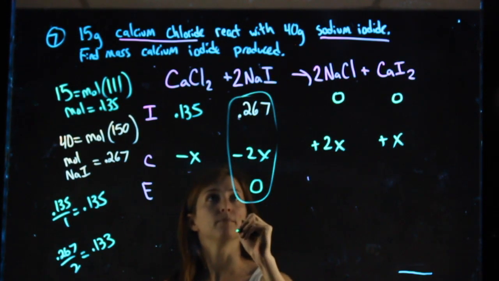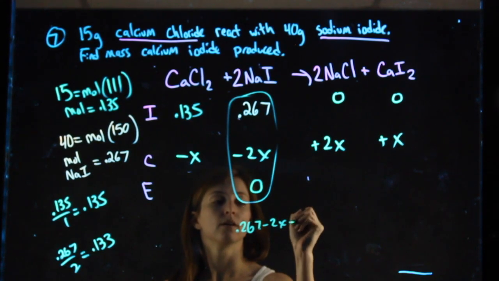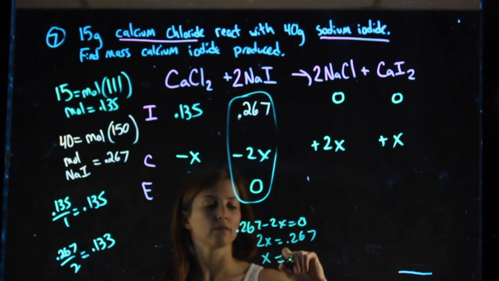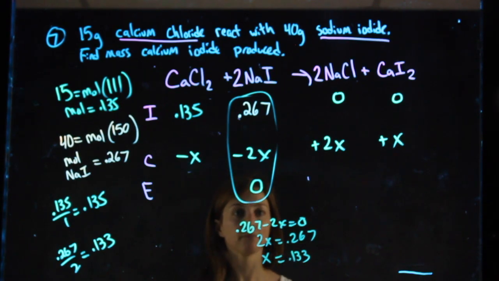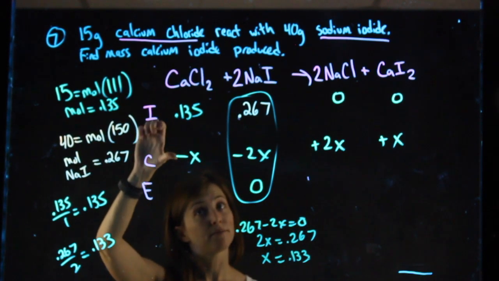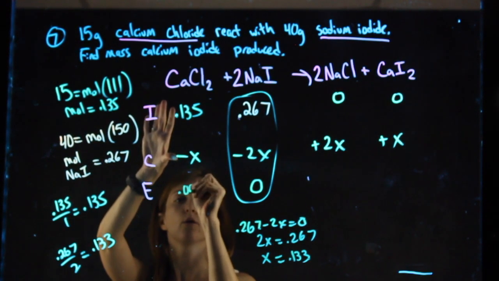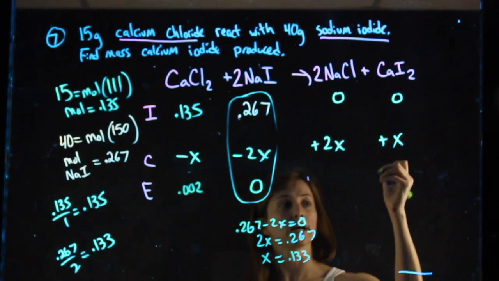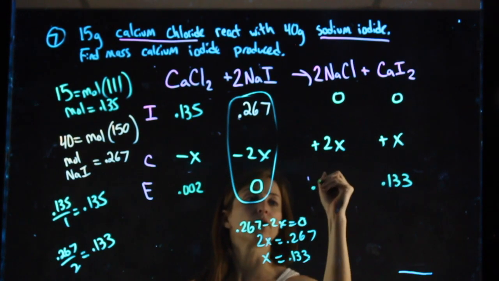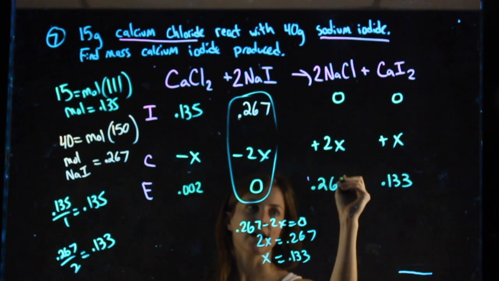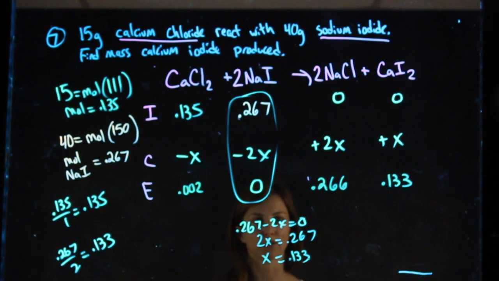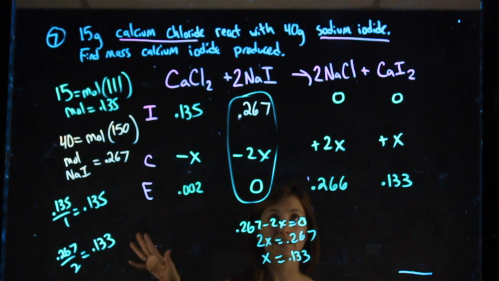I use that column, the one that runs out, to find my x value, which is 0.133. That x value gets plugged in all of these places. 0.135 minus 0.133 is 0.002, 0 plus 0.133, 0 plus 2 times 0.133. If you're using it in your calculator, you'd get 267. If you're just using 0.133, you'd get 266. Doesn't matter for me. My whole ICE chart's done.